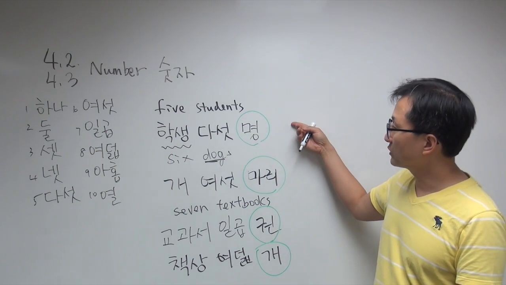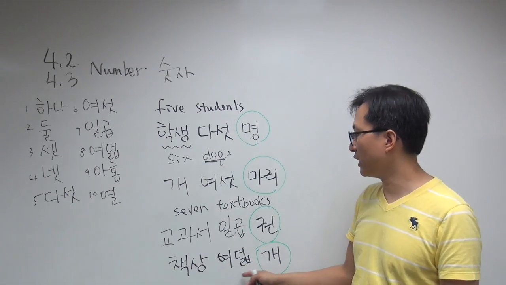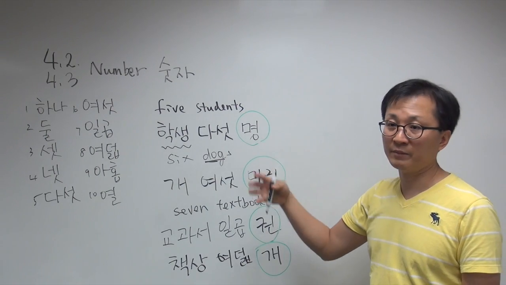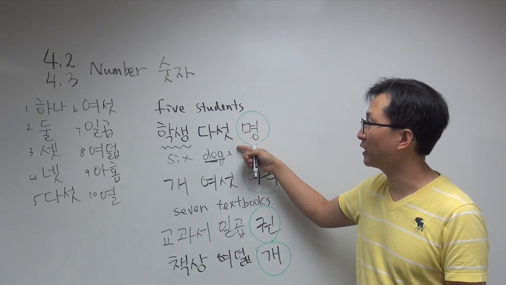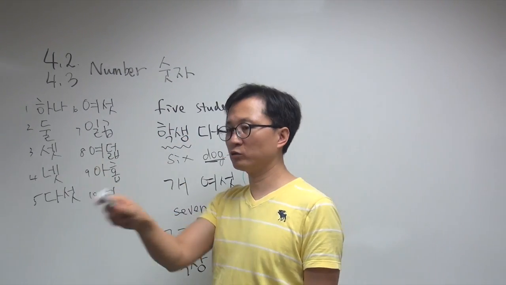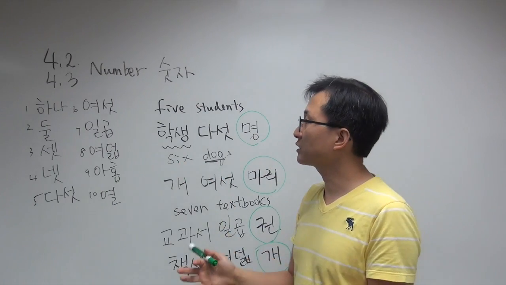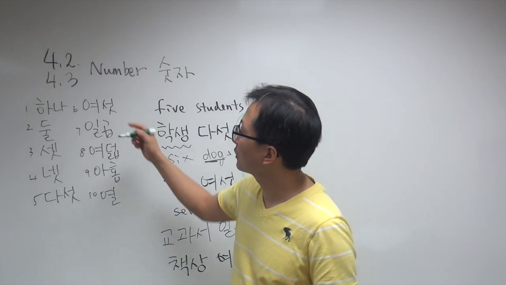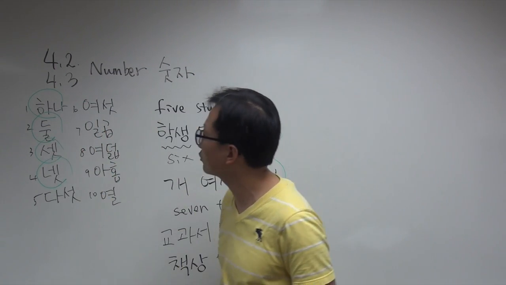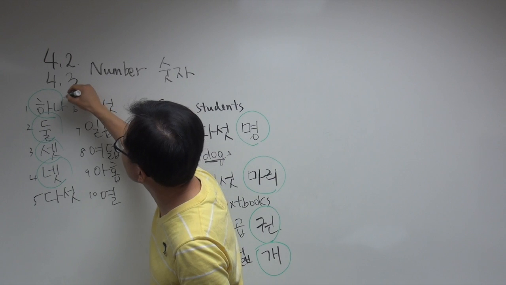Okay, so I gave you examples of 5 people, 5 students, 6 dogs, 7 textbooks, 8 desks. So you may have felt a little weird why I'm giving you these examples from 5, not from the first. That is because when we count something, we use 하나, 둘, 셋, 넷. But when we specify something with this number, those 4 numbers, 하나, 둘, 셋, 넷, change their form before a counter. How do they change their form? 하나 changes to 한.